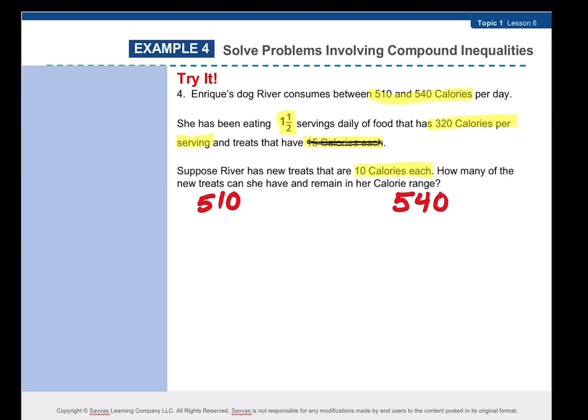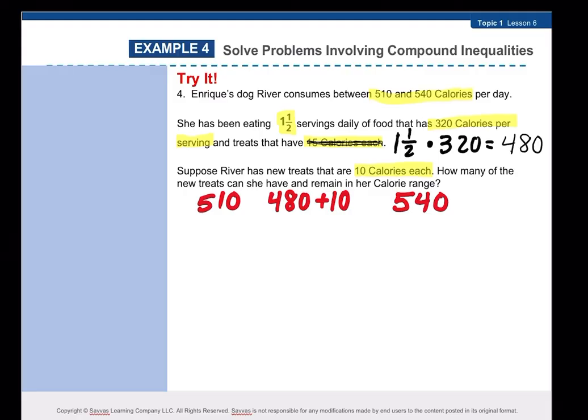So weird that they gave us information that's not useful. Also, how many calories is she eating a day? She's not eating 320 calories a day because she's eating 1.5 servings of that. So to find out, I have to multiply 1.5 by 320, which I put in my calculator is 480. So really she's eating 480 calories plus she's eating the treats. So 10 calories for every treat.